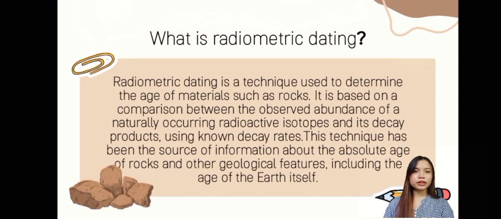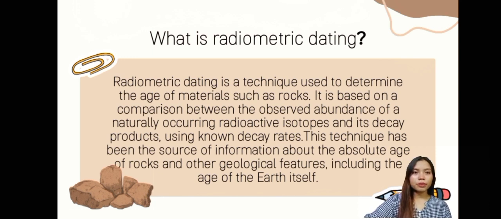So, technically speaking, radiometric dating is a method or technique used by scientists or geologists in determining the age of a rock or a fossil itself, how old it can be existing in the layers of the earth. A source of information about the absolute age of rocks, fossils, or other geological features, or even the earth itself. We can identify the absolute age of a material through the radioactive isotopes and its decay products using known decay rates. Ginagamit ang radiometric dating para ma-identify unsa nakadugay ang isa ka fossil sa layers sa Earth.